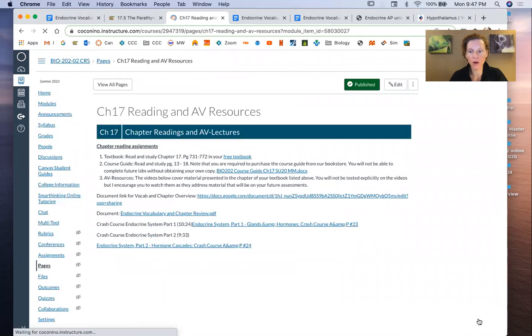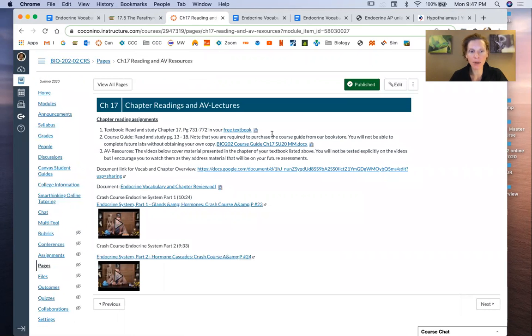And then if we move forward, you'll see that there's textbook, there's the course guide. Remember that that is something that you need to purchase, that the first couple of chapters are going to be provided for you digitally, but I can't do that after chapter 17, so you'll need to get your own.